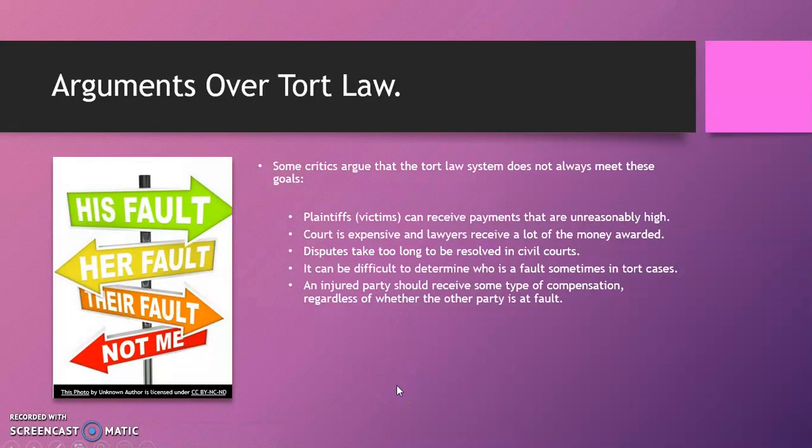Arguments over tort law. Some critics argue that the tort law system does not always meet these goals. Plaintiffs, or victims, can receive payments that are unreasonably high. Court is expensive and lawyers receive a lot of the money awarded. Disputes take too long to be resolved in civil courts. It can sometimes be difficult to determine who is at fault in tort cases. An injured party should receive some type of compensation regardless of whether the other party is at fault.